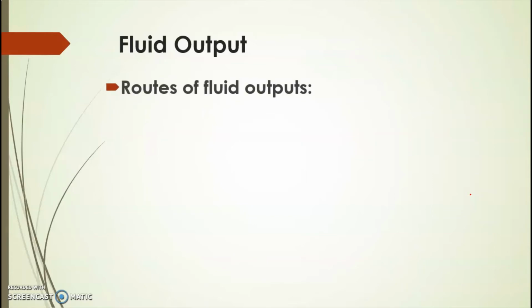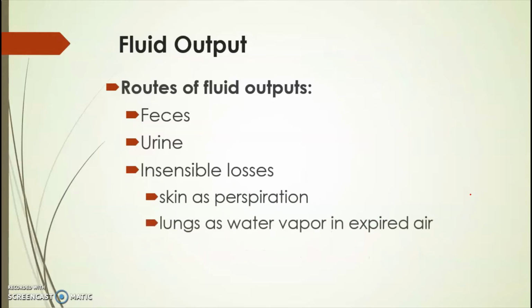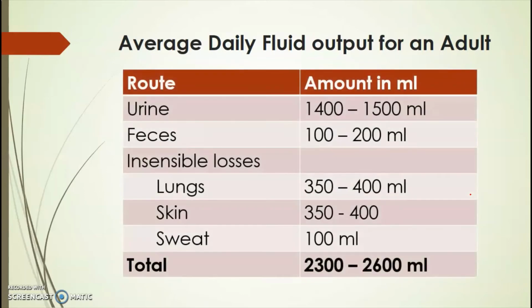So fluid output is basically the route of fluids that is being excreted out of our body. Okay, so the routes include your feces, your urine, and your insensible losses. Insensible losses includes your skin during perspiration and your lungs during expiration of air. Of course, majority of the fluids are actually being released or excreted through our urine, which is amounting to 1,400 to 1,500 ml. While the feces is 100 to 200 ml.